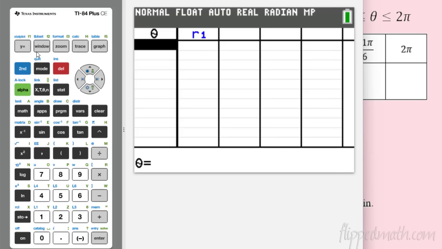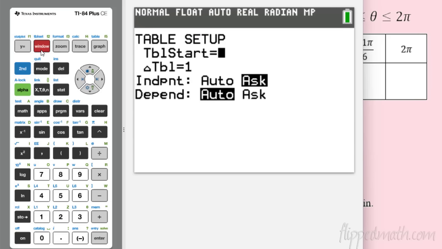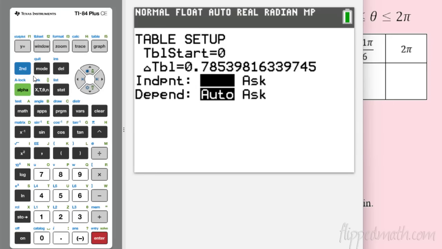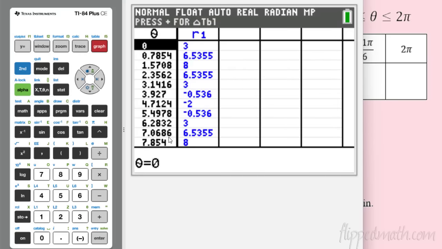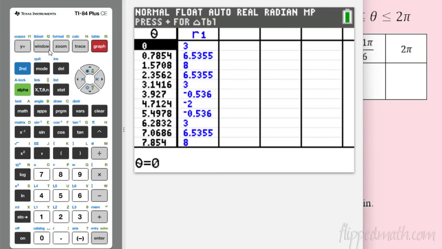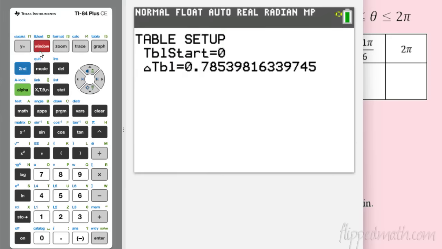Just make sure when you go to the second window that you are on either auto or ask. If you do auto, it's going to fill it in, and that's kind of nice too. You can say, hey, fill me in a table, and just type in, maybe, counting by pi over 4, and that'll fill in a table counting by pi over 4. So sometimes that's a nice feature if you want to count by pi over 4s. That's cool. In this case, my table's not as friendly, so let's go back to table set.